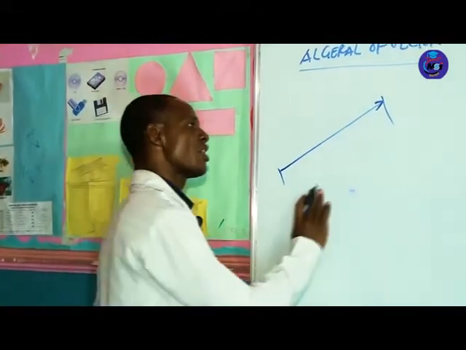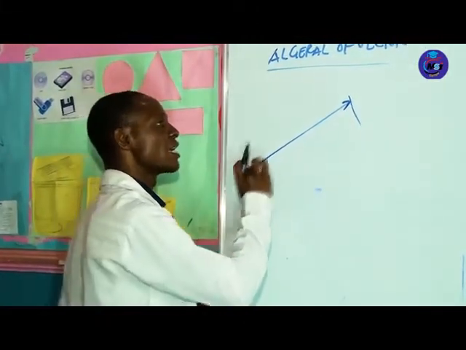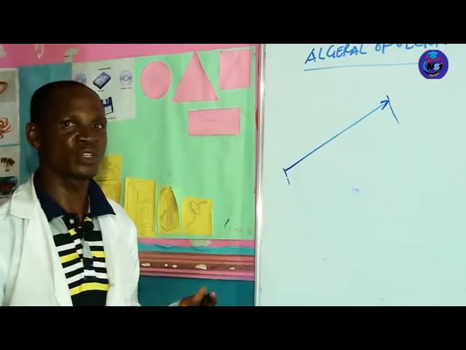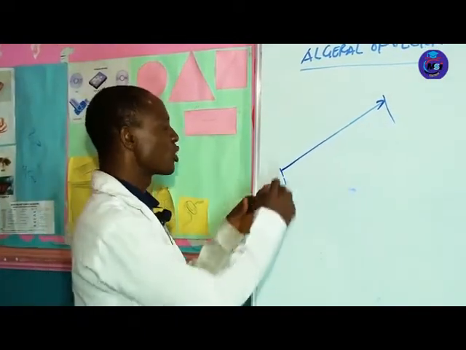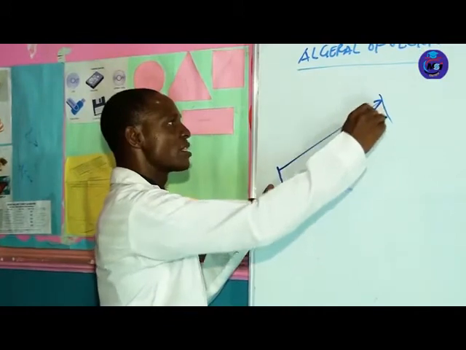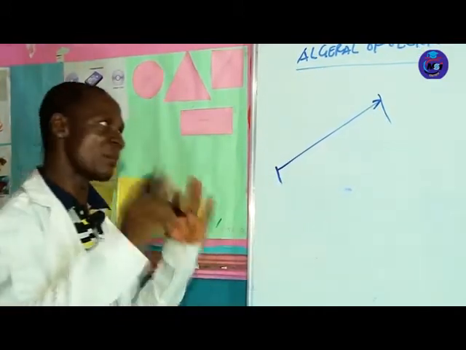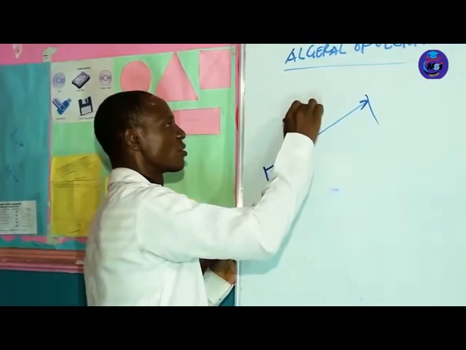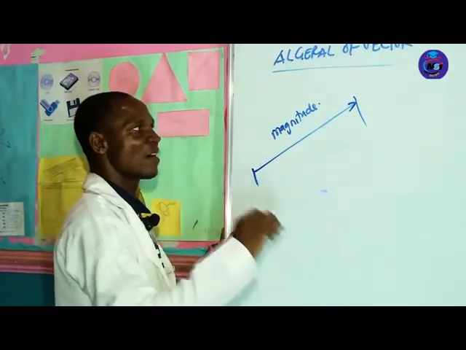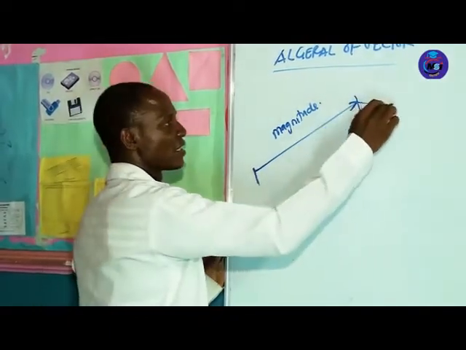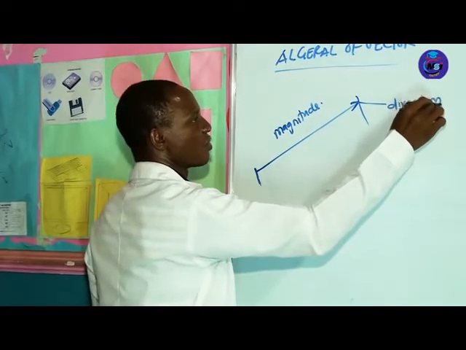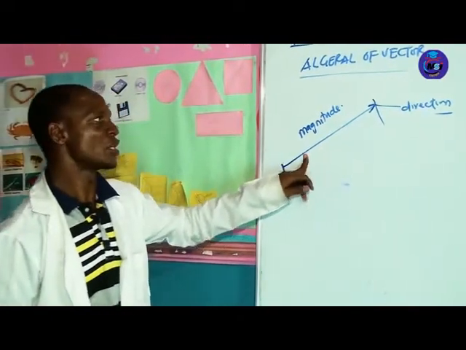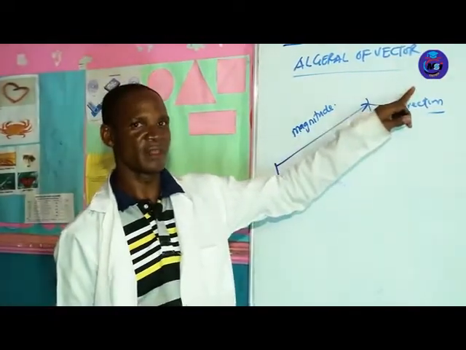If you want to get the magnitude of a vector, you can place a ruler here. Magnitude is a scalar quantity, so it is not difficult to get. Just put a ruler between this point and this point, and whatever you read on the ruler is the magnitude of the vector. That is the numerical value of the vector. This is the direction of the vector, and that makes this line a vector quantity.